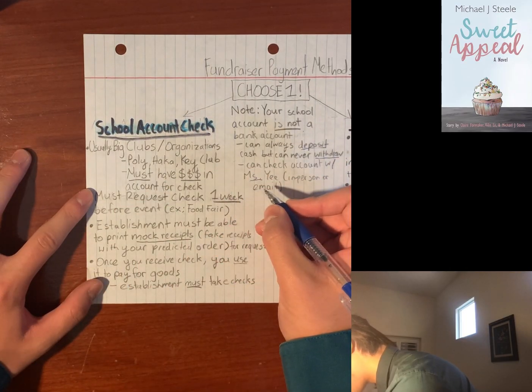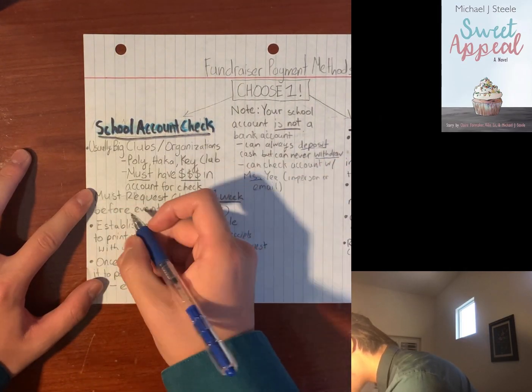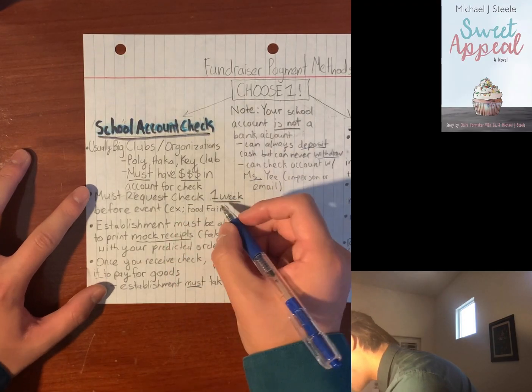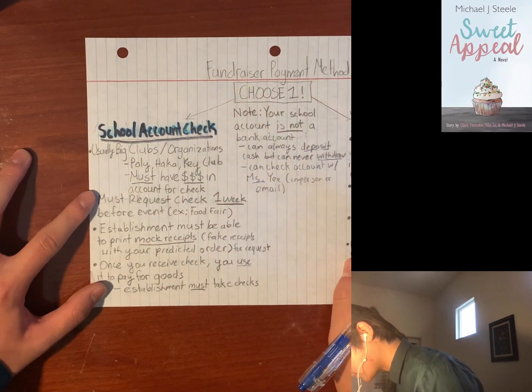Another important point is that because you're requesting a check and it takes time for Miss Yee to process the paperwork, you should fill out this form and turn it in at least 1 week before the actual event. In this case, it would be food fare, but this is the case for all school events.